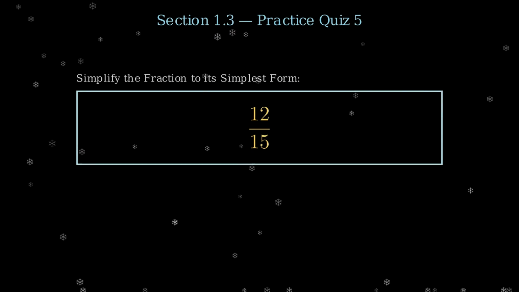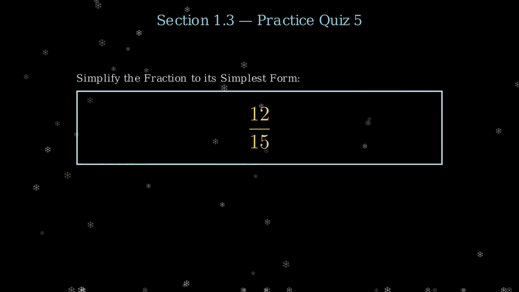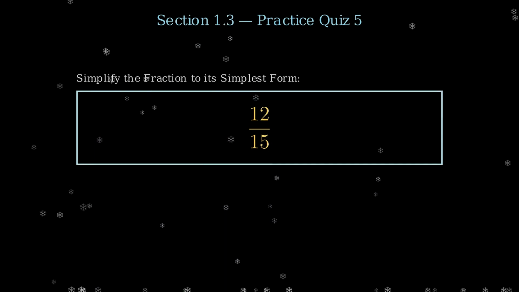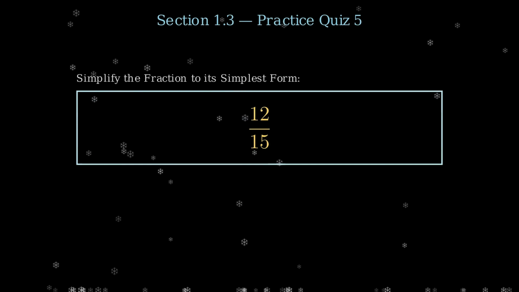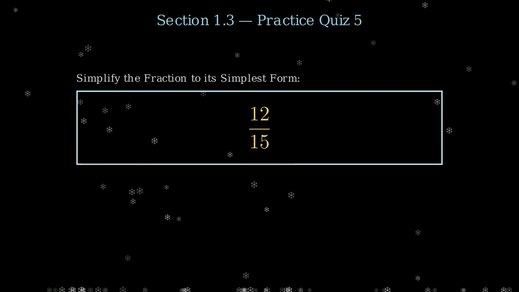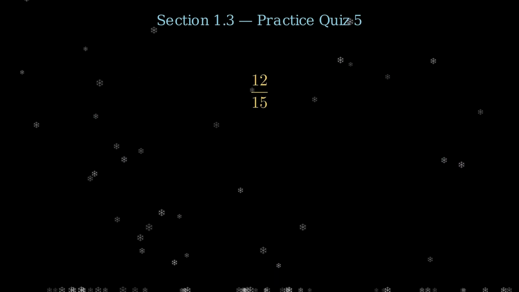Let's check your skills with a practice quiz. Simplify the given fraction, 12 over 15, into its simplest equivalent form. Think about finding the greatest common factor for both the numerator and the denominator.